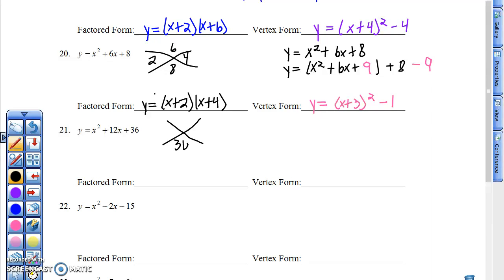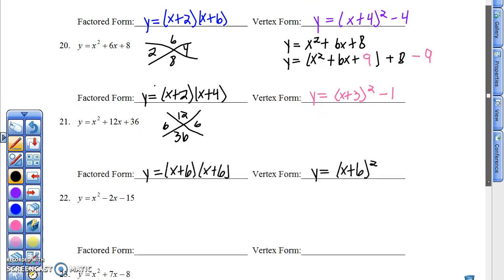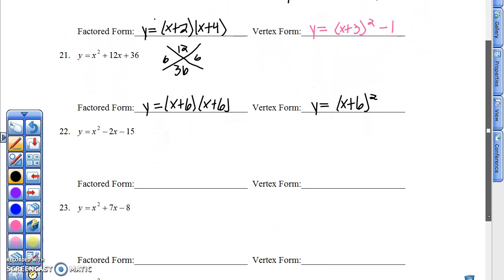Factors of 36 that sum up to 12. Which would be 6 and 6, so my standard form of y equals x squared plus 12x plus 36 is going to be y equals x plus 6 times x plus 6. That is a perfect square, so vertex form is just x plus 6 squared. If you wrote this as factored form as well, I would be fine with that. 22.